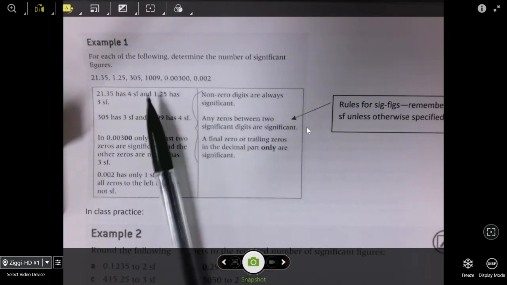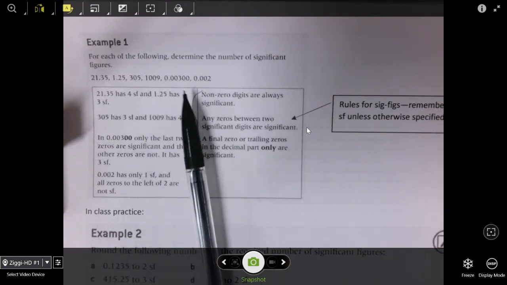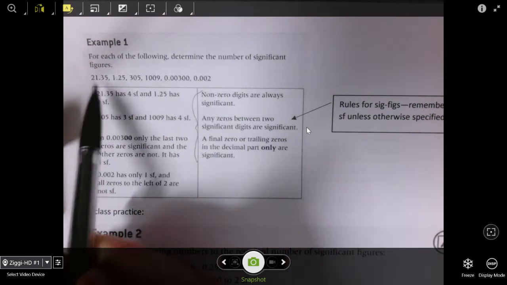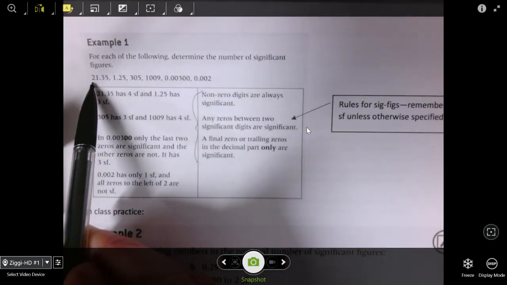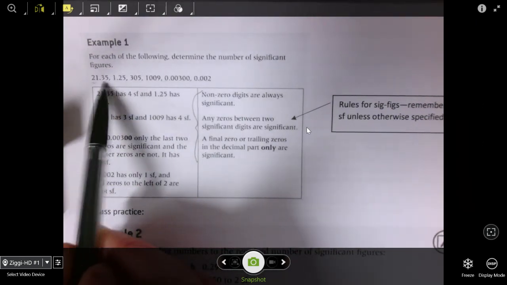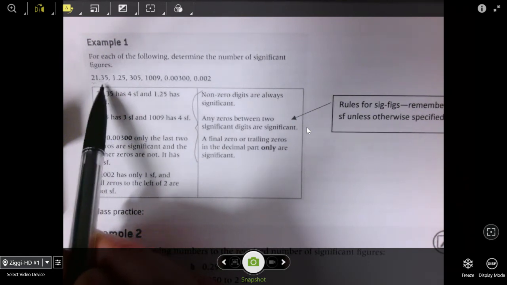So zeros to the left don't count as anything. Zeros to the right do. So when I look at 21.35, I start with the significant digit right away. So I go 1, 2, 3, 4. So that is 4 significant figures.